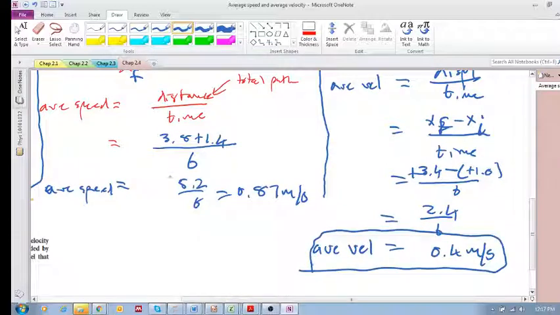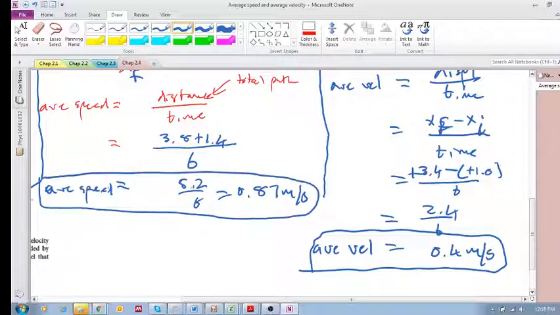You see the difference, guys? Average speed is distance over time. Average velocity is displacement over time.